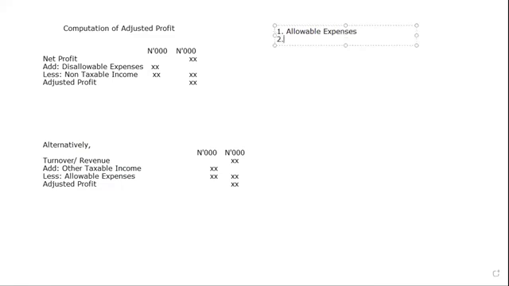The second one I've used is what? Disallowable expenses. The third one I've used is what? Taxable income. And the fourth one I've used is what? Non-taxable income. Am I alone?